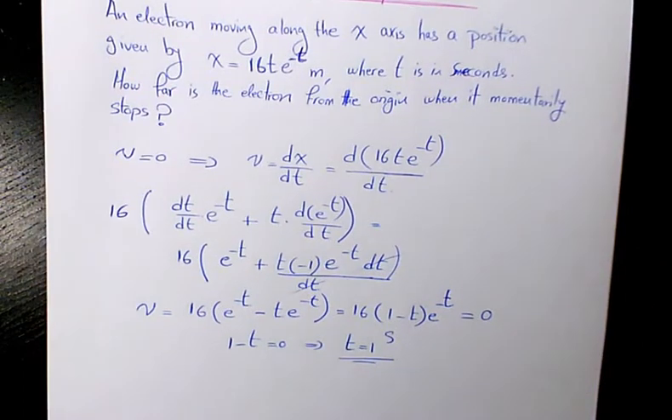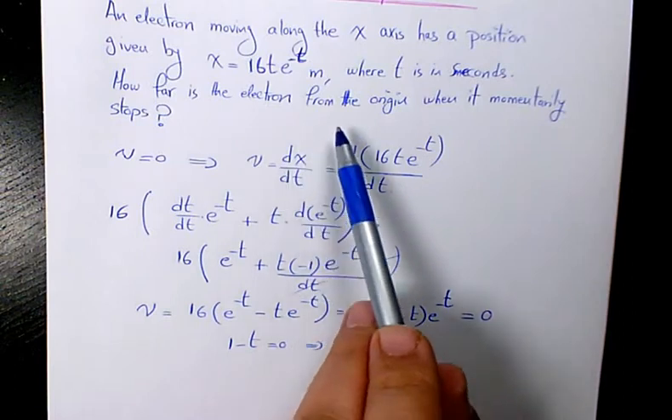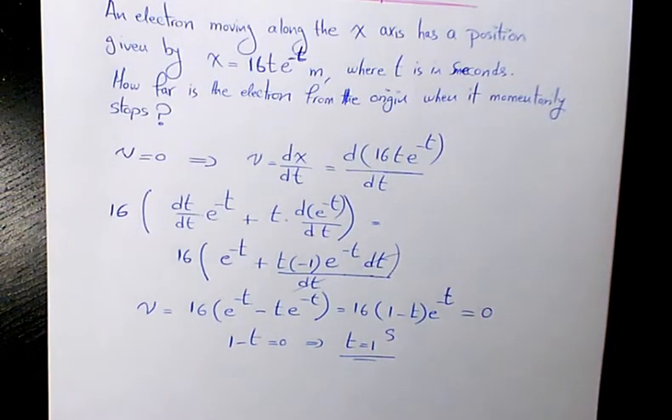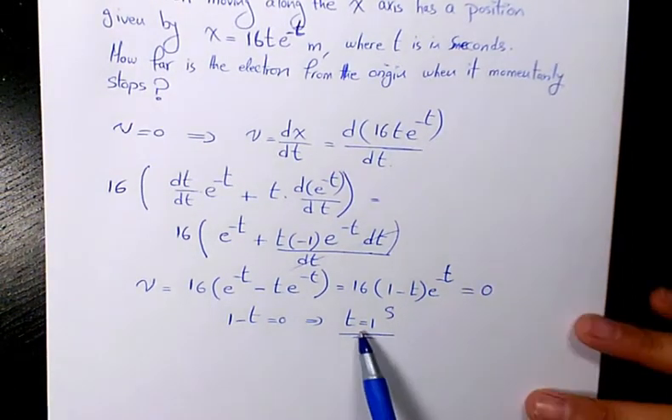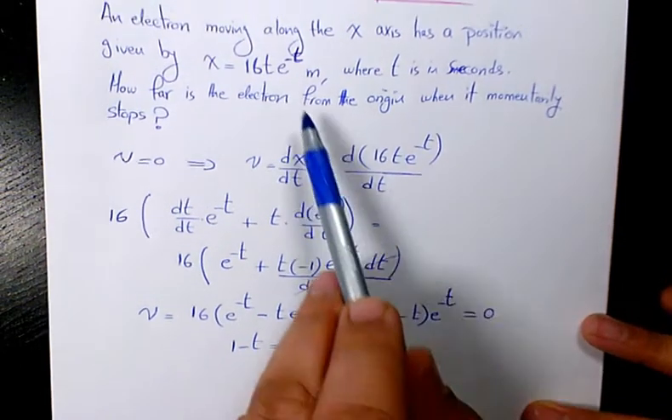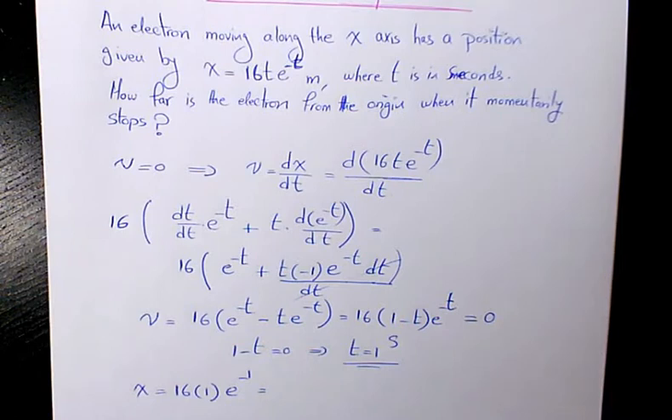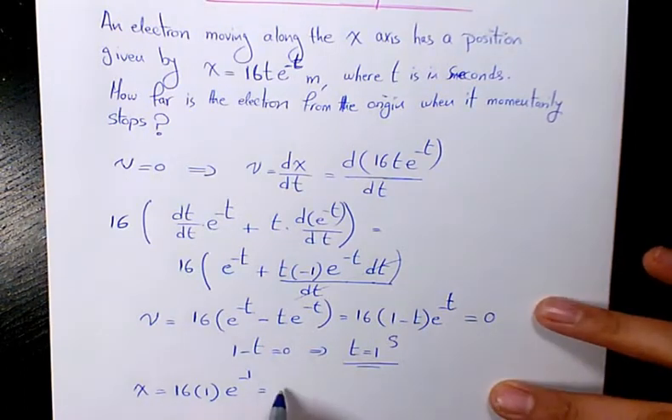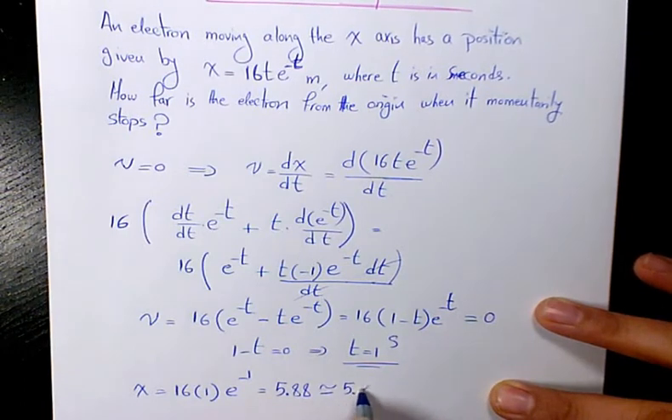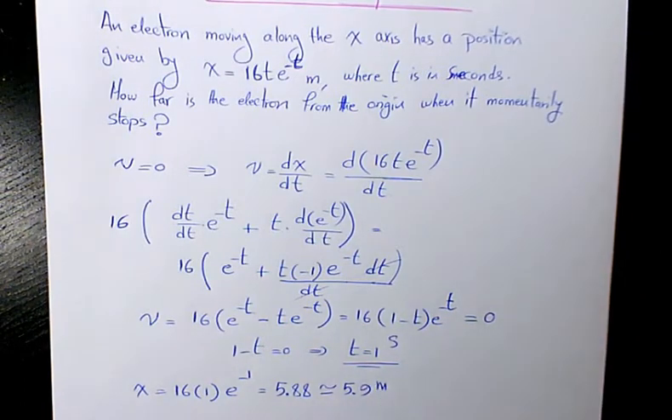Then it asks how far the electron is from the origin when it momentarily stops. It means we need to substitute t = 1 into the equation. So x equals 16 times 1 times e^(-1), so 16 times e^(-1). That's going to be 5.88, or approximately 5.9 meters.